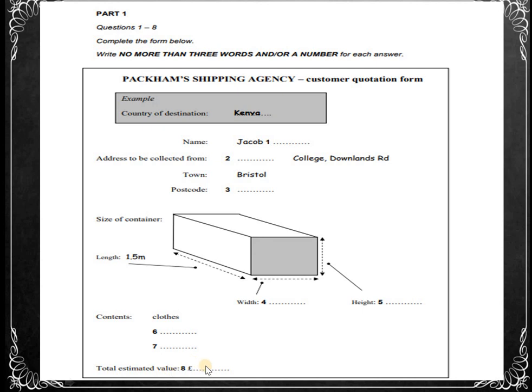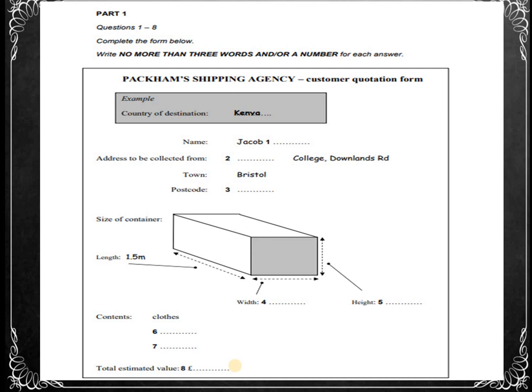So the answer for the sixth one is books and the seventh one is toys. The value totally was £1,700. Now in here, can you see the symbol of pounds? So you don't have to write the symbol again, just write 1,700. If you write 1,700 pounds in your answer sheet, that would be wrong because the symbol is here already. The answer should be just 1700. I hope that is clear.